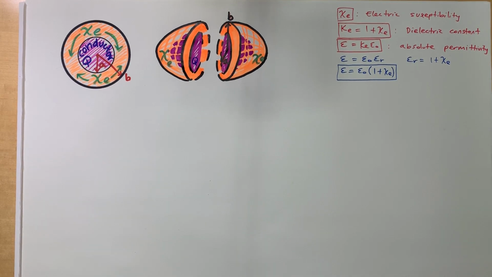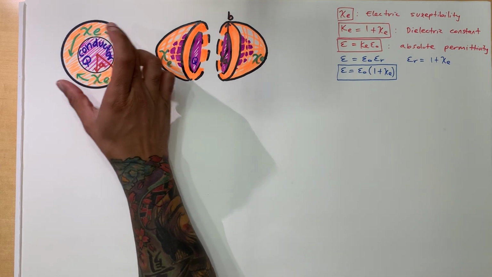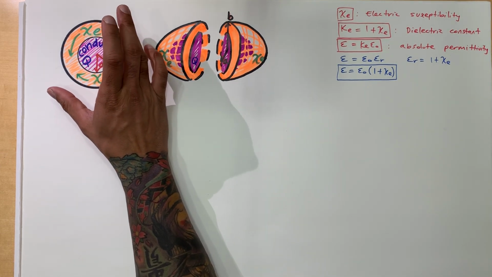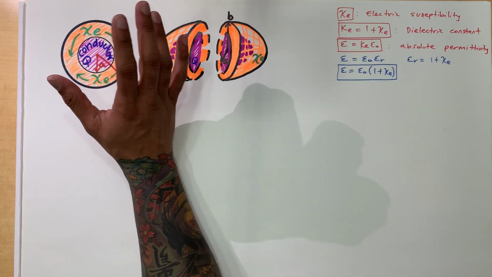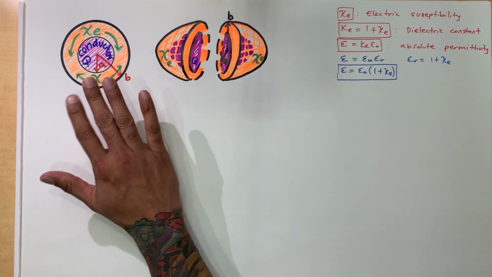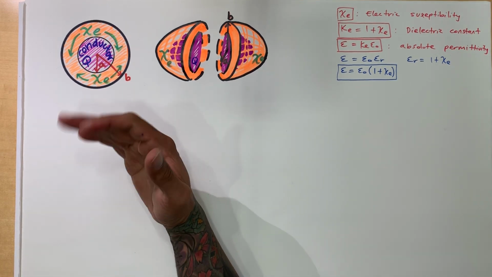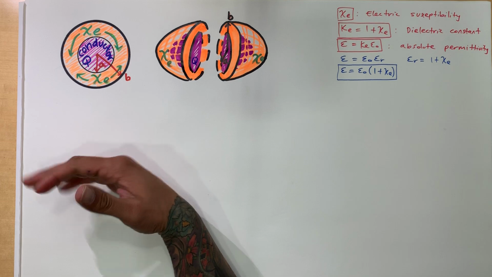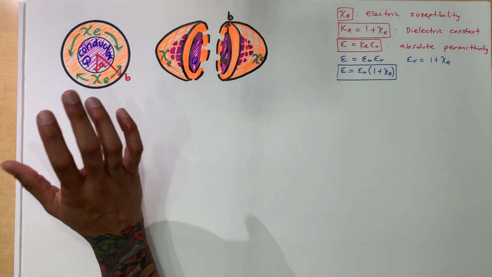I want to look at another example of a conductor in the inner sphere surrounded by a material that has electric susceptibility, and I want to know electric displacement, polarization, bound charges, basically everything we can about it. So let's start off with electric displacement.